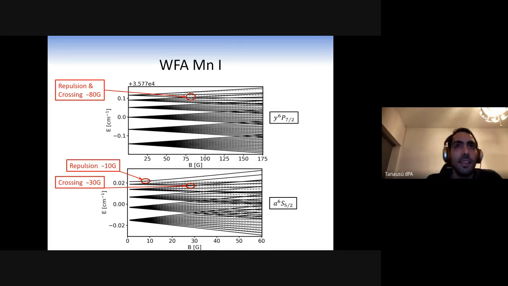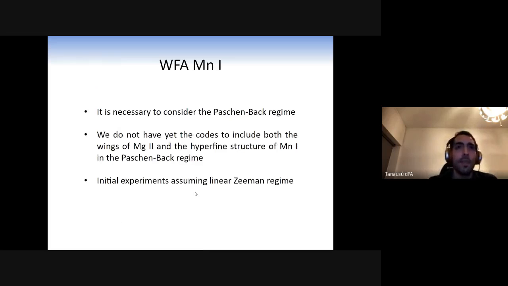And what we can see here is that for the upper levels, we start seeing repulsions and level crossings at values of 80 Gauss. And for the lower level, we see repulsions as soon as 10 Gauss and level crossings as soon as 30 Gauss. What does this mean? Well, in principle, it is necessary to consider the Paschen-Back regime. But the problem is that we do not have yet any code that is able to include the wings of the magnesium 2 with partial redistribution effects, and the hyperfine structure of manganese in the Paschen-Back regime at the same time.